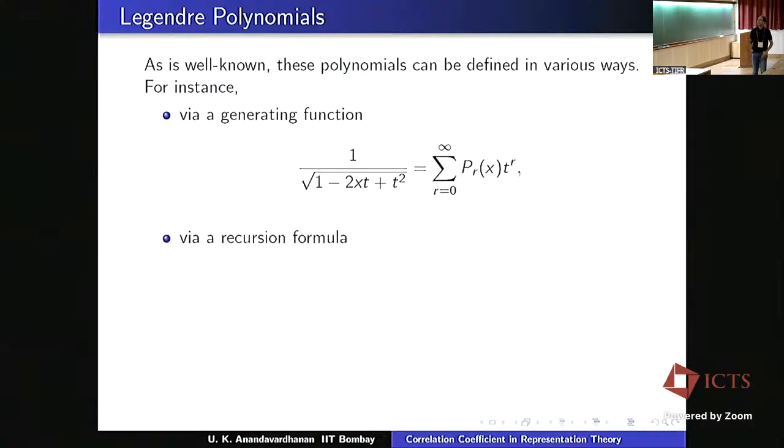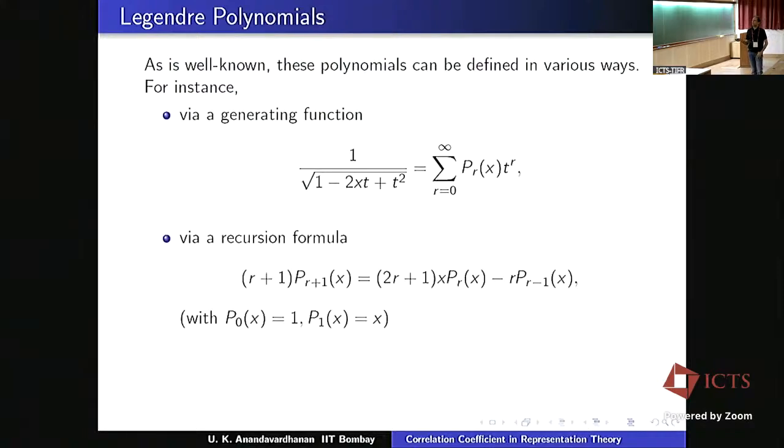You can define it via a recursion formula. This is a standard recursion. It's called Bonnet's recursion formula. (r plus 1) P_{r+1} is (2r plus 1) multiplied by x P_r, and subtract this, and start with the initial points P_0 is 1 and P_1 is x. P_r of 0 is the previous result, which I will come back to. Yeah, it requires one more observation to show that this coincides with this.